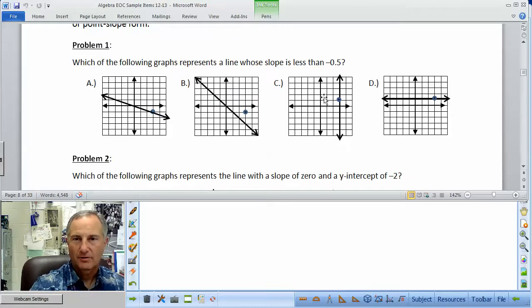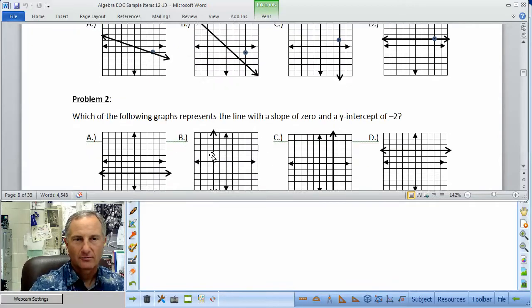Okay, so we covered a couple things here. Undefined slope. Horizontal line has 0 for a slope. We just use our little rise over run, make our little right triangles.